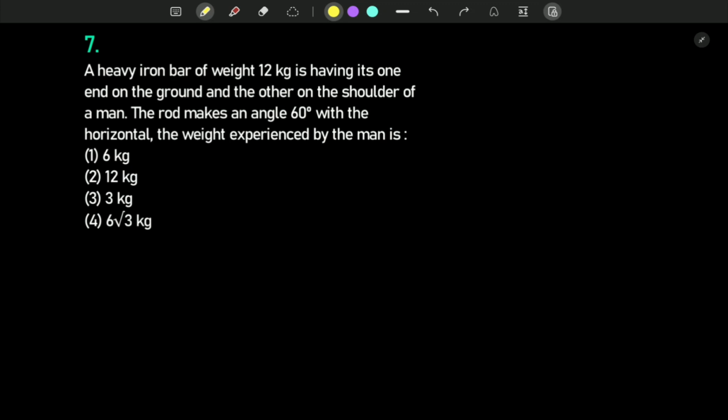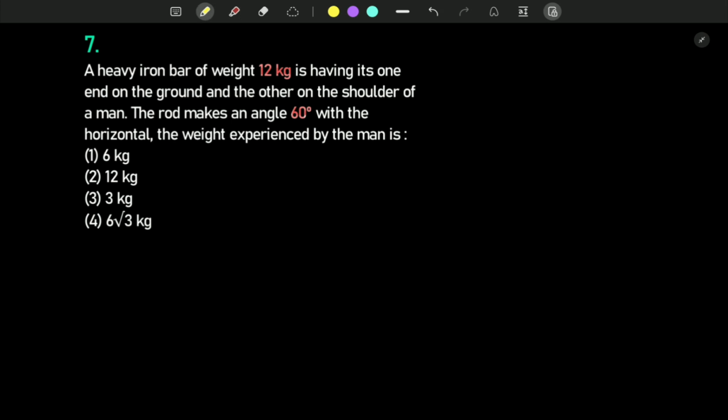The next question says a heavy iron bar of weight 12 kg is having its one end on the ground and the other on the shoulder of a man. The rod makes an angle of 60 degrees with the horizontal. The weight experienced by the man is.